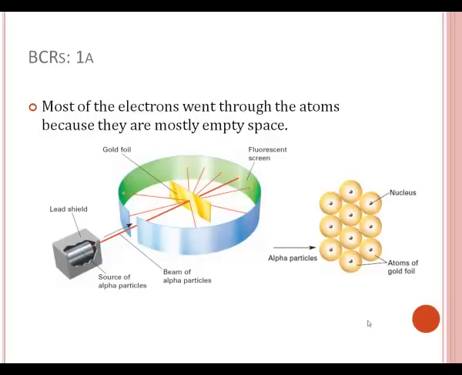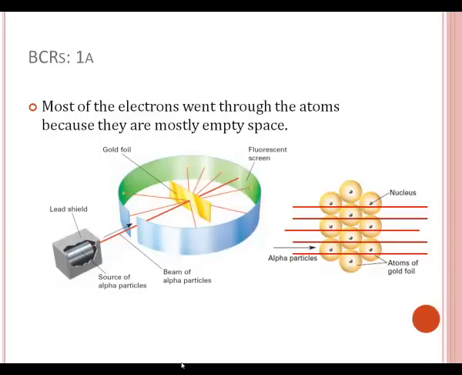So the first question asks us, considering the structure of the atom, why did most of the particles go straight through the foil? Well, that's because the atoms are mostly empty space. So here's the path of the alpha particles, and whenever they fly through the atoms, they don't encounter anything, so they fly straight through.